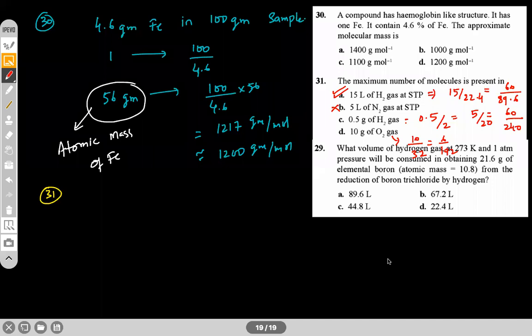N2 is heavier than H2. That is because N2 has more number of protons. Right? But the number of molecules in that volume, that you need to find out.